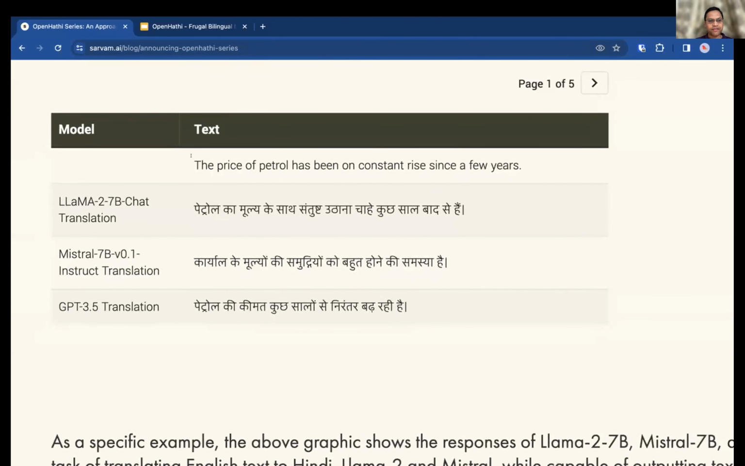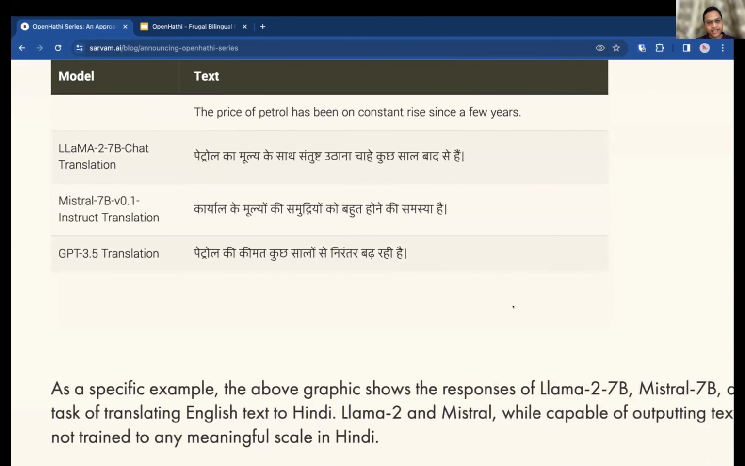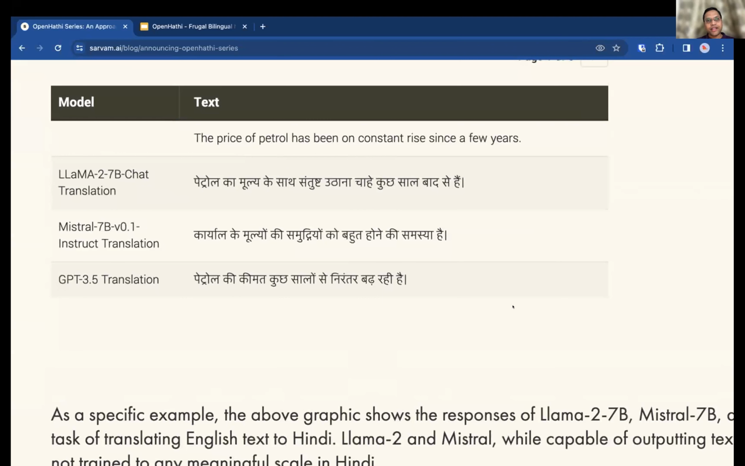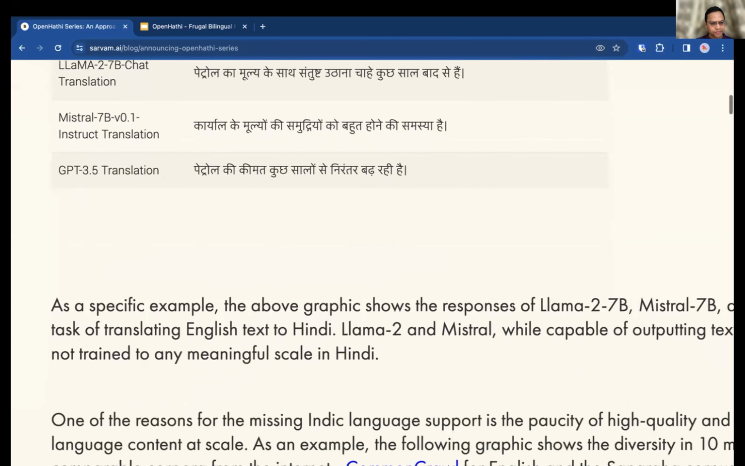If I give it a sentence in English and ask it to translate it, Llama 2 and Mistral both can generate something that looks like Hindi. These are Devanagari script responses, but they turn out to be wrong. GPT 3.5, on the other hand, which is of course a closed model, does a reasonable job. So that is the first thing. It would be good to have in these open models, which are being used so extensively to build upon, support for Indian languages as well.